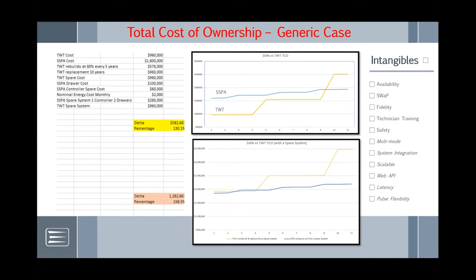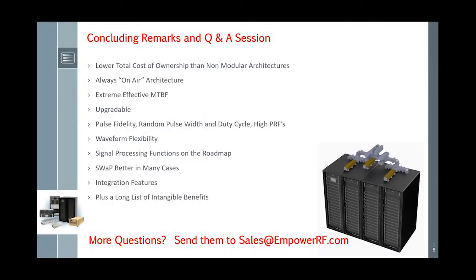So I might as well then conclude with just a summary. The lower cost of ownership is greatly improved. Extreme effective MTBF. The system's upgradable. It's an always-on air architecture. We didn't go into detail on this, but the pulse fidelity, pulse capabilities include random duty cycle and pulse widths. Waveform flexible, as is still the case with our air-cooled systems. Signal processing functions on the roadmap, and SWaP is better in many cases. Features there for integration benefits, and then the long list of intangibles.